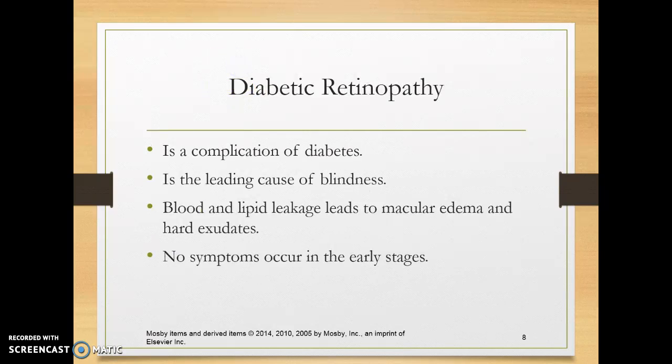So diabetic retinopathy, this is a complication of diabetes, and it is also the leading cause of blindness. Blood and lipid leakage leads to macular edema and hard exudates, and no symptoms occur in the early stages.